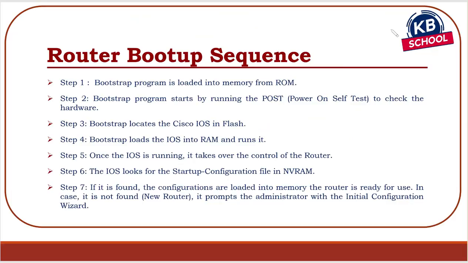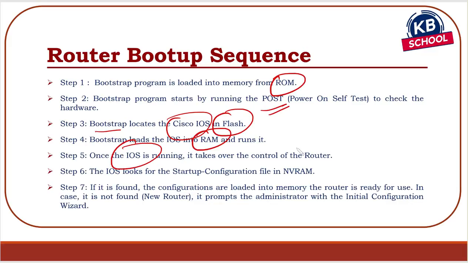Let's recap again. You look for the bootstrap program from ROM, load it up, do the POST. The bootstrap locates the iOS in flash, finds it, loads it into memory, gives control over to the iOS. Once the iOS is running, it will take control over the router. It will look for the startup configuration file in NVRAM. If it finds it, it loads it up, you're good to go. If it does not find it, it loads the default configuration and prompts the administrator for the initial configuration wizard. And at that point, you're good to go. All right? So this is your router boot up sequence.